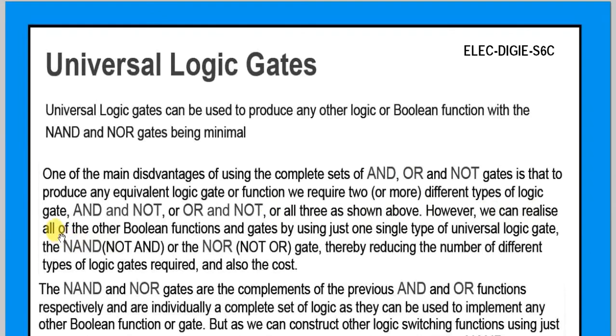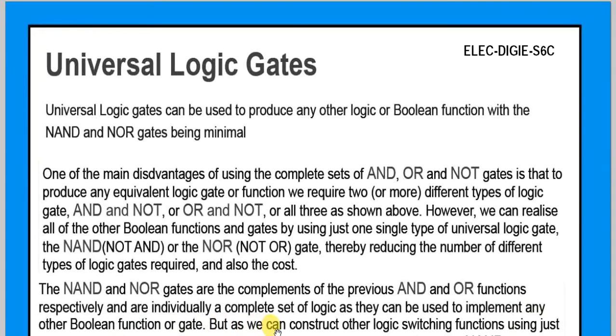However, we can realize all the other Boolean functions and gates by using just one single type of universal logic gate, that is the NAND, the NOT AND gate, or the NOR, the NOT OR gate, thereby reducing the number of different types of logic gates required and also the cost. The NAND and NOR gates are the complements of the AND and OR functions respectively, and individually form a complete set of logic, as they can be used to implement any other Boolean expression or gate.